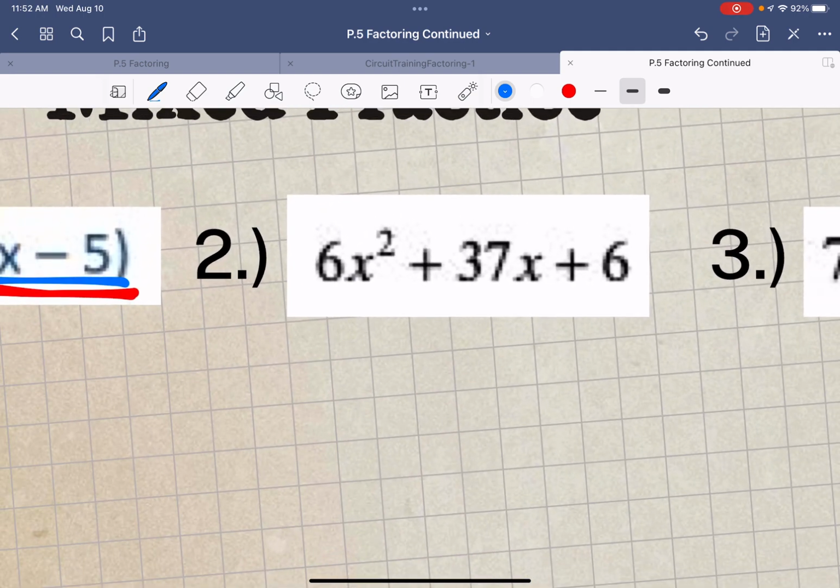All right, moving on to number 2. So is there a GCF? Well, maybe. I do see 6s.